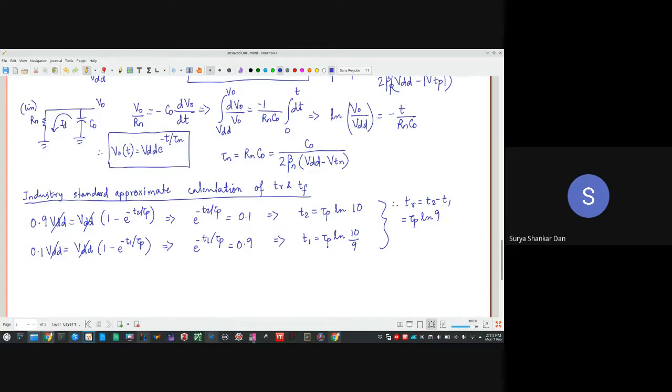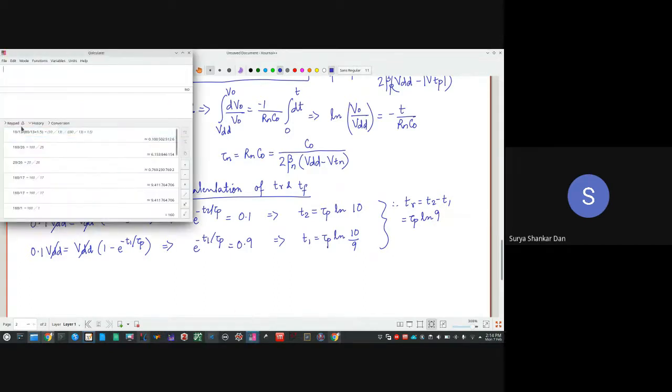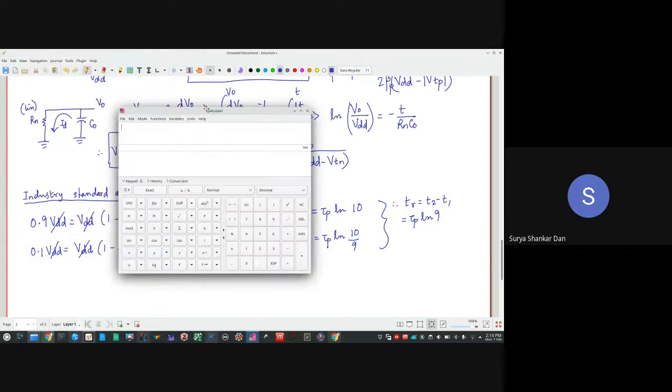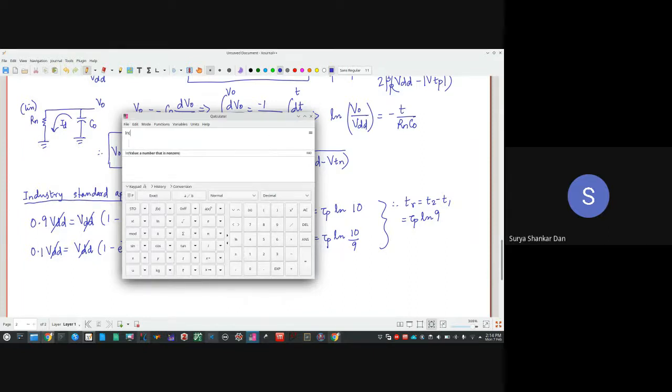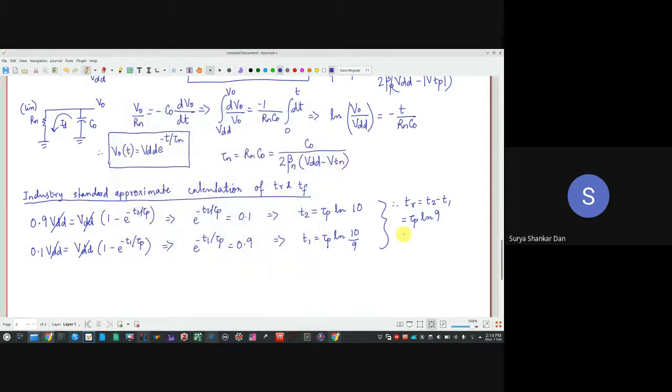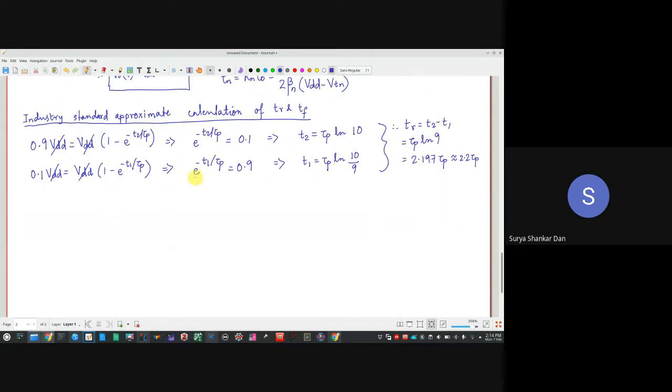Okay, let's check this out. 0.197. Okay, this is something which you must have known in your VLSI design. Similarly, how do we find TF? Again, two things.